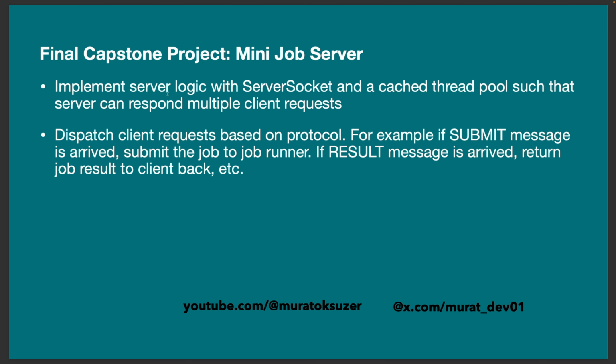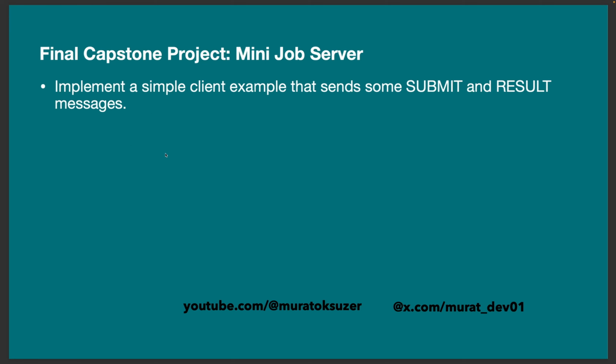Implement server logic with ServerSocket and a cached thread pool such that server can respond to multiple client requests. Dispatch client request based on protocol. For example, if submit message is arrived, submit the job to JobRunner. If result message is arrived, return job result to client back, etc. And finally, in order to test the server side, implement a simple client example that sends some submit and result messages.